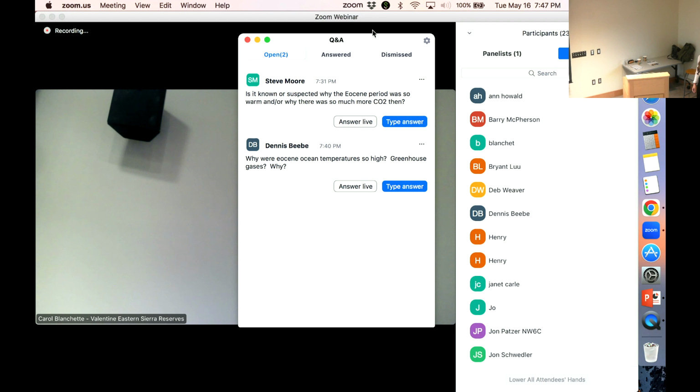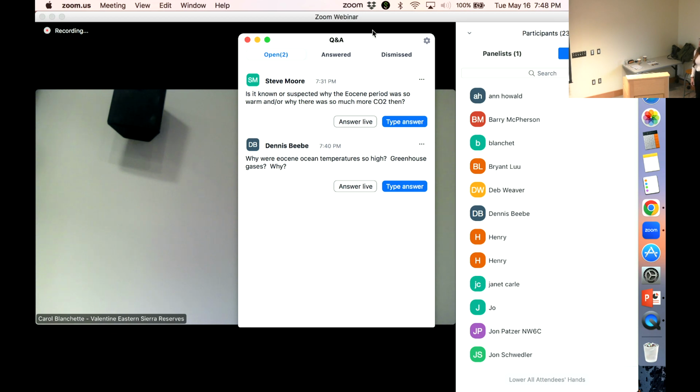Greenhouse gases, why? Okay. So, is it known or suspected why the Eocene period was so warm, and why was there so much more CO2? I actually don't know why there was so much more CO2. There are probably people that could answer that for you, and I'm sorry, I don't know why there was so much more CO2 in the Eocene.